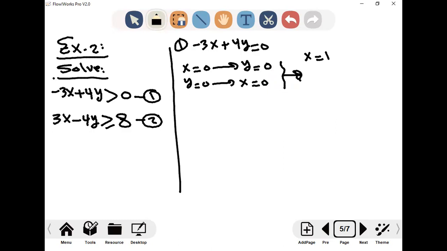No, I will make x 4. Why? Because I will make it easy for me. I will avoid fractions. If you got x equal 1, this negative 3 will be here, so it will be 3 over 4, right? So you are talking about 0.75.